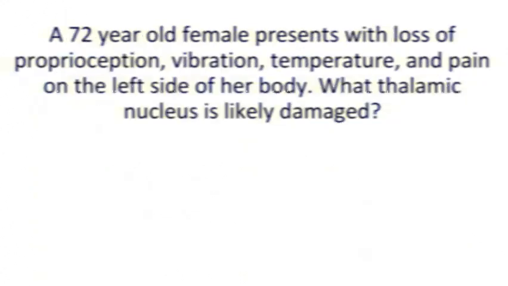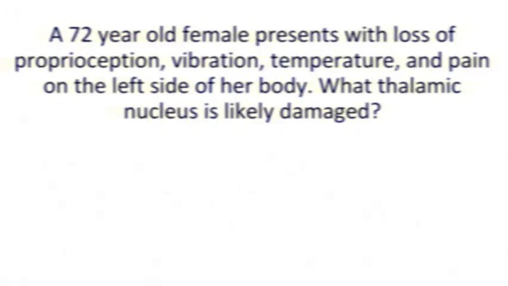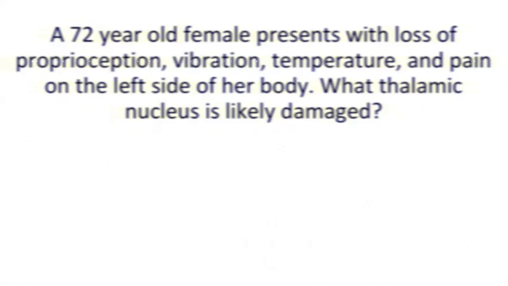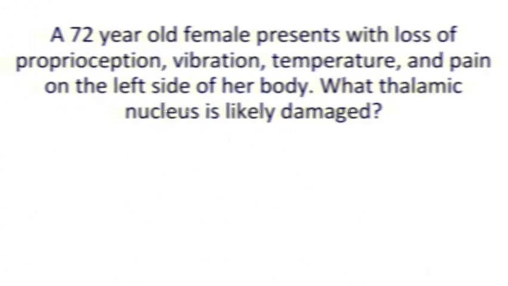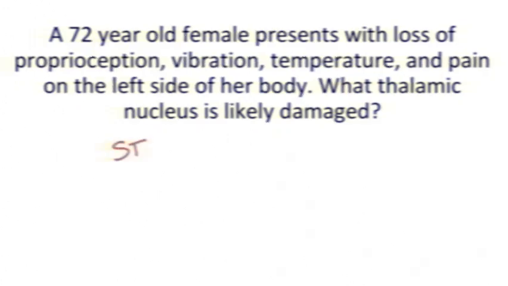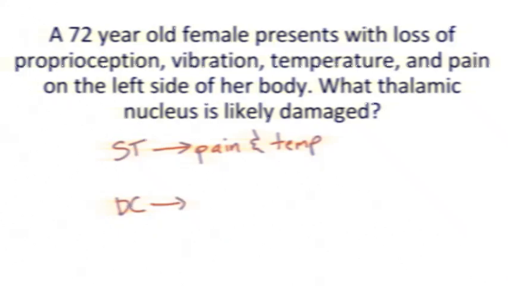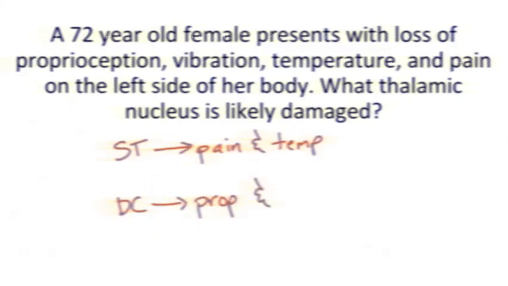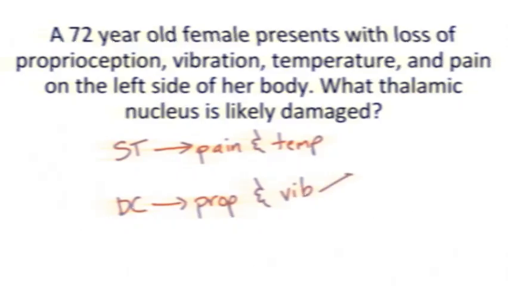Okay, let's do another question. A 72-year-old female presents with loss of proprioception, vibration, temperature, and pain on the left side of her body. What thalamic nucleus is likely damaged? In order to get this question right, you need to be familiar with the tracts that convey proprioception, vibration, temperature, and pain. Recall from section 2 that the spinothalamic tract, ST for short, conveys information about pain and temperature, and that the dorsal column, DC for short, conveys information about proprioception and vibration. Both of these pathways synapse on the ventral posterolateral nucleus, or the VPL.